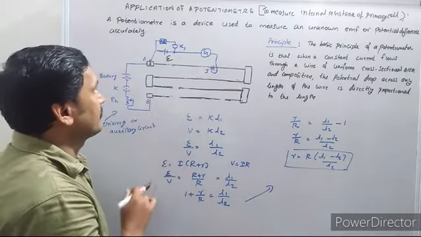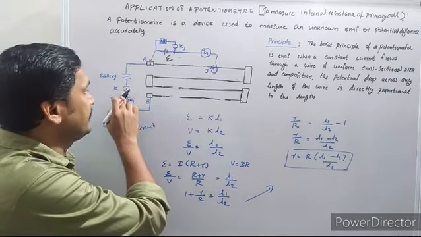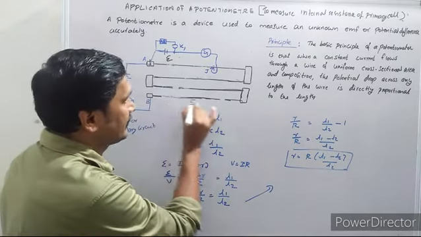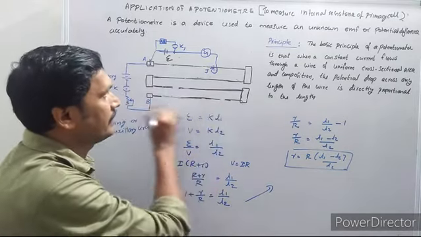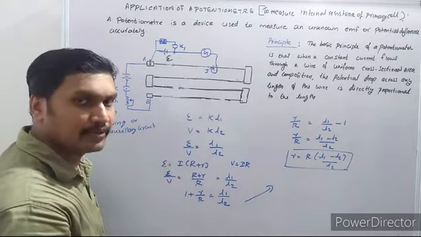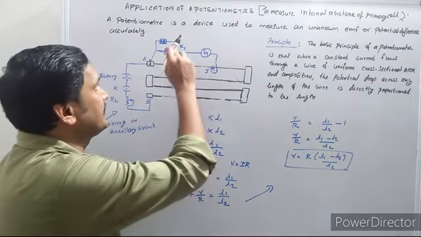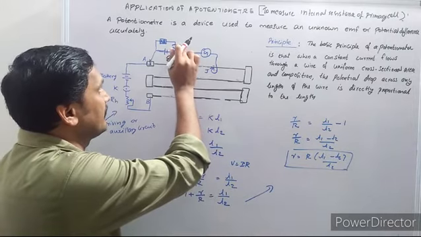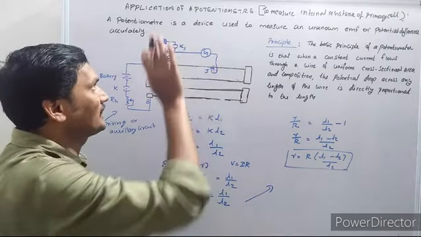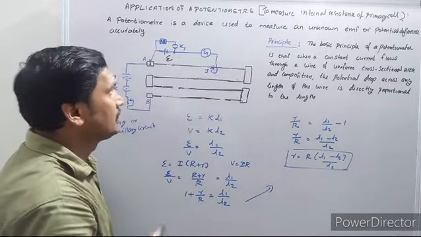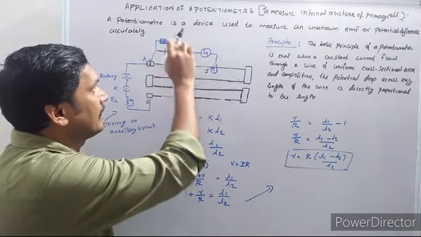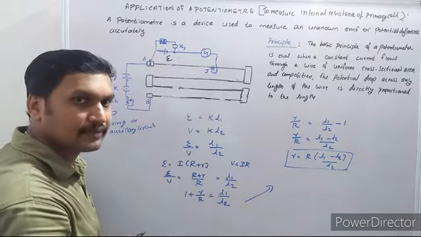After this connection, we insert the key in the auxiliary circuit. Now we can say a constant current is passing through this potentiometer wire. No key is inserted here at K1. K1 is open. No current is drawn from this cell.